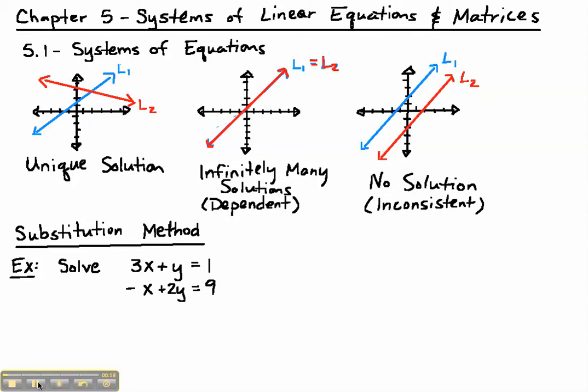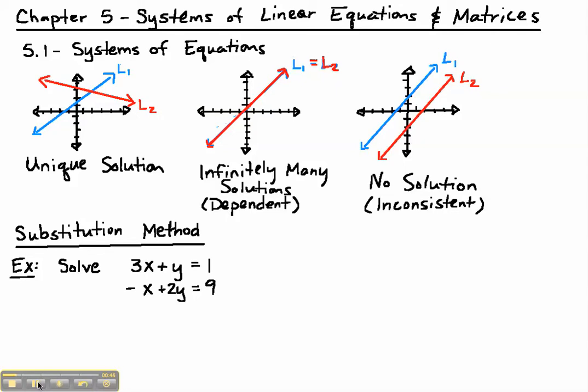A system of linear equations is just two equations, and we want to find where their graphs intersect. There are three possibilities that you see on the screen. The first is when we have a unique solution. That's when we get exactly one answer, and that's when the graphs of our two linear equations intersect in exactly one point.